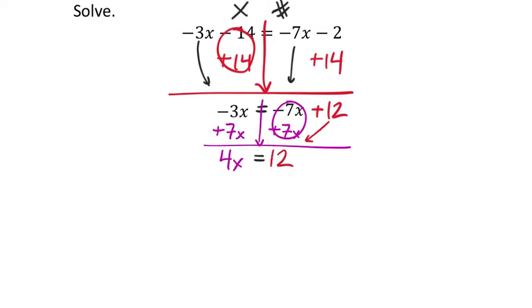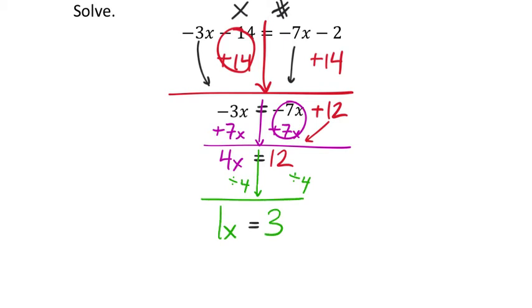Now this equation should look more familiar because I need only one last principle of equality to solve this, to make my coefficient a 1. And I'll do that by taking the 4 coefficient and dividing it by itself because anything divided by itself is 1. Then on the right side, 12 divided by 4 is 3.